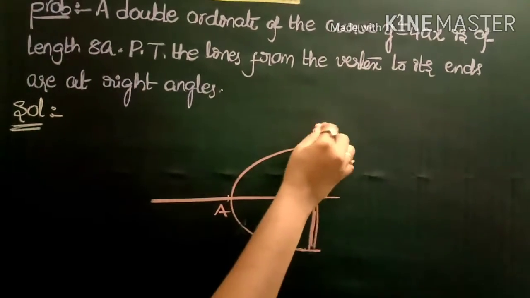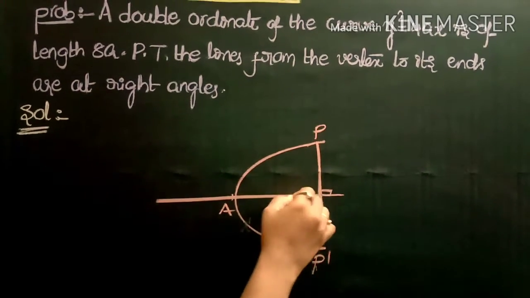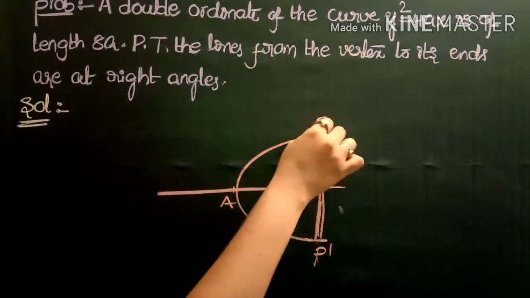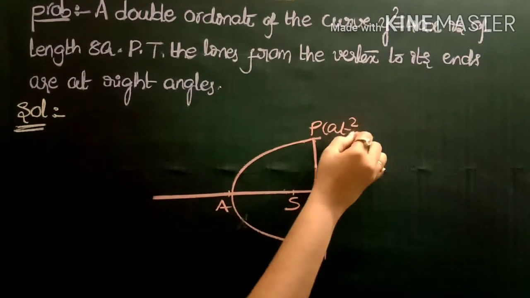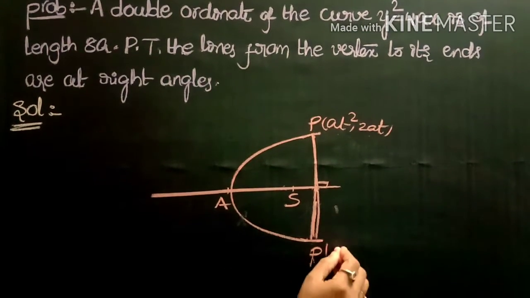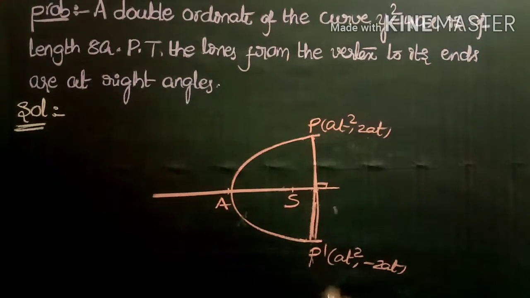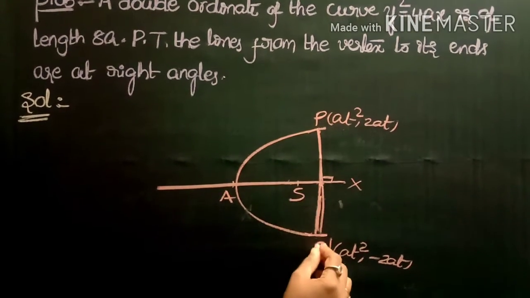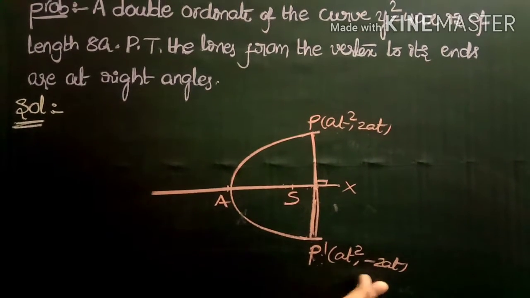So here we take the endpoints of the double ordinate as P and P dash, and clearly this is the midpoint of P and P dash. We know that any point on the parabola is taken as (at square, 2at). Since P is (at square, 2at), we get the coordinates of P dash as (at square, minus 2at). Since this is perpendicular to the x-axis, P dash is nothing but the image of P.